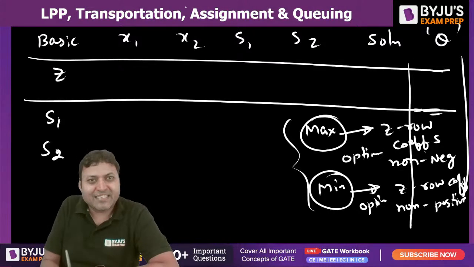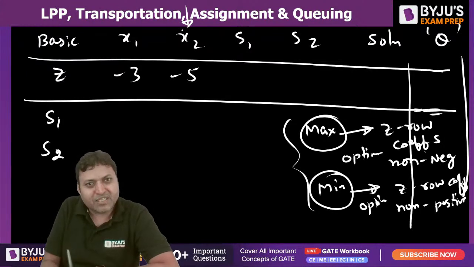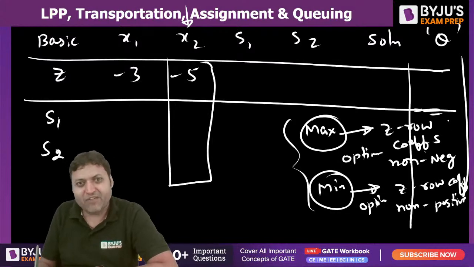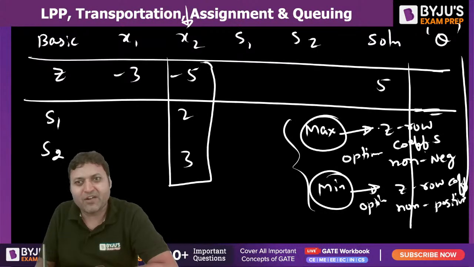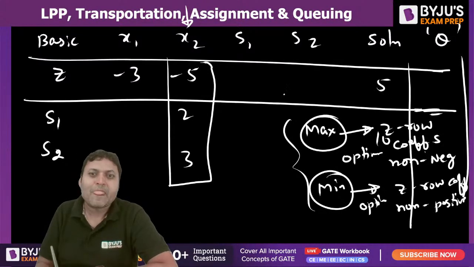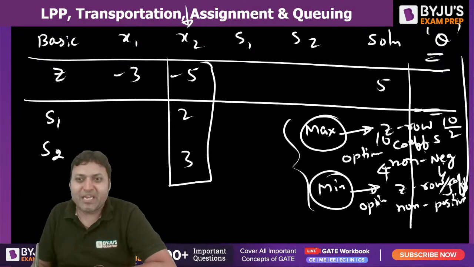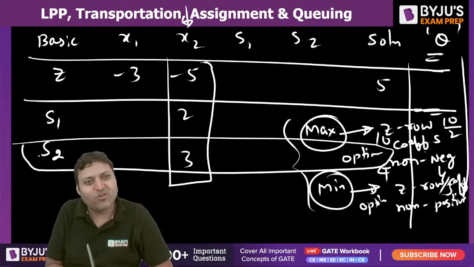Let us say this is the entering variable, having the most negative coefficient. So this will be the pivot column, and the leaving variable will be decided by the ratio. Let us say the column has 3 and the solution column has 5, 10, like this. So 10 by 2 will be a ratio. Then let us say this is 4; 4 by 3 will be a ratio. So the minimum non-negative ratio will decide the leaving variable.